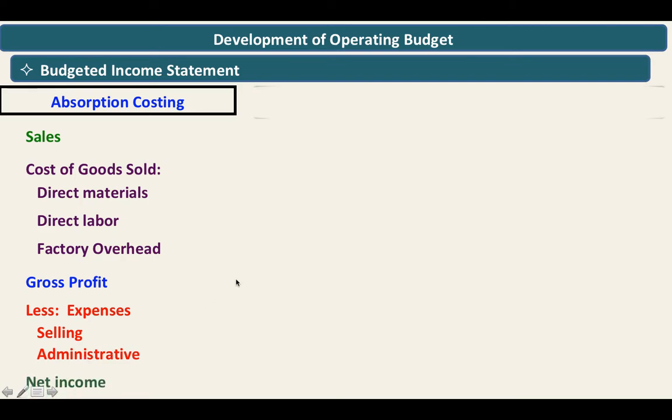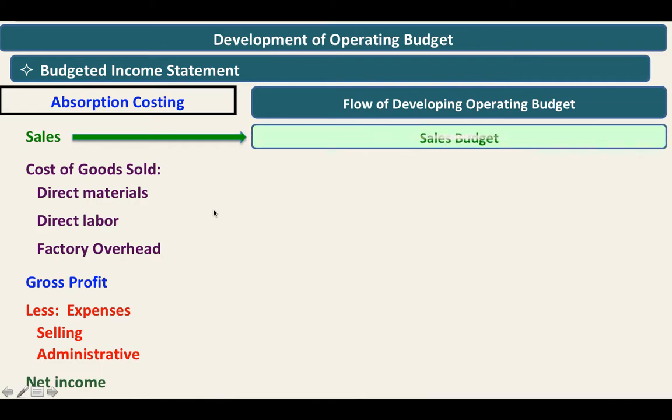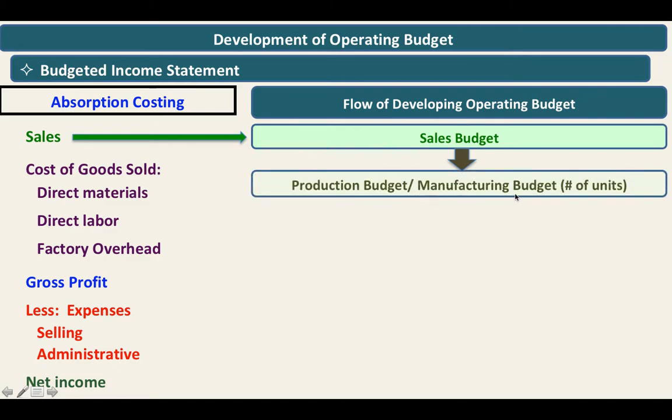In developing the operating budget, we first have to develop a budget for our sales. So let us develop the sales budget. Then, based on your sales budget, we will develop the production budget or manufacturing budget. In the production budget, we will determine the budget for the number of units to be produced based on the number of units to be sold, which will be in the sales budget.